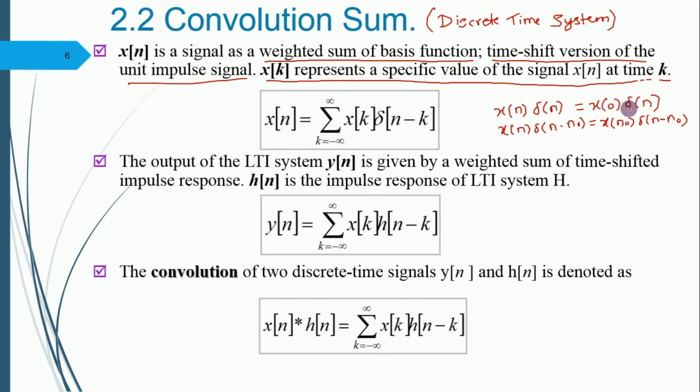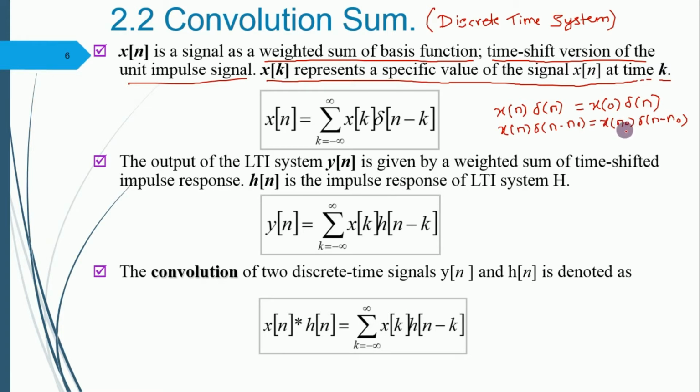So what this first line tells is that it is fetching only the x of n value at n equal to 0, only that amplitude value. That's why it is called the shifting or sampling property. We are extracting the sample of x of 0. Here, we are extracting the sample at n equal to n naught.